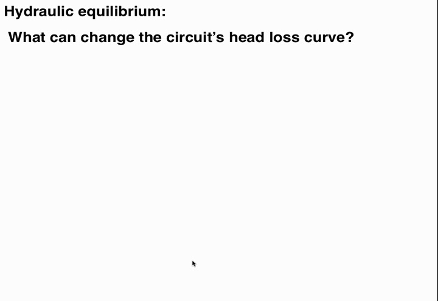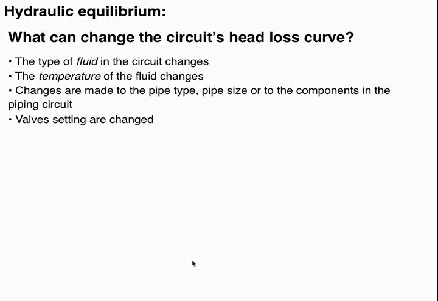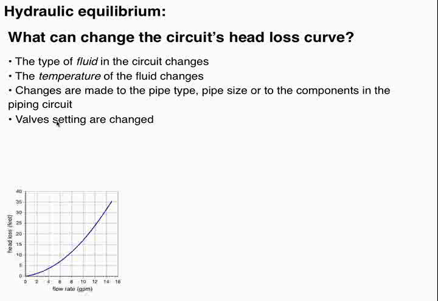Now let's review what can change the circuit's head loss curve. There are several things. If you change the fluid that's in there, for example, if I went from water to an antifreeze fluid, that would change the curve. Temperature changes will also slightly change those curves, because the density and the viscosity of the fluid change with temperature. Anything that you do physically to the piping circuit will also have an effect: if you change the pipe size, the pipe type, for example from PEX to copper, the number of fittings, and certainly if you change valve settings, all of these affect the circuit head loss curve.